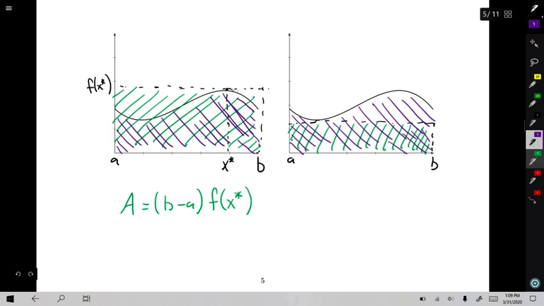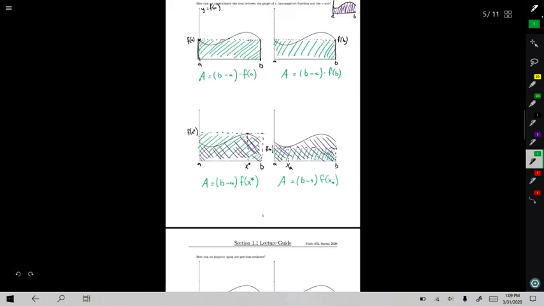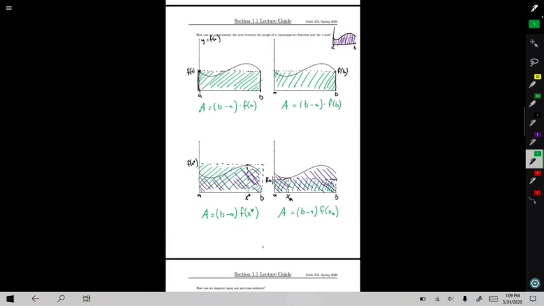And if I want to talk about what the height of my green rectangle is, maybe I again want to give myself an x value here. So this time I'm going to call it x lower star to indicate that this is the x value which minimizes the values of f. The height of my rectangle is then f of x lower star, and the area of this rectangle is b minus a, the base, times the height, f of x lower star. Great.